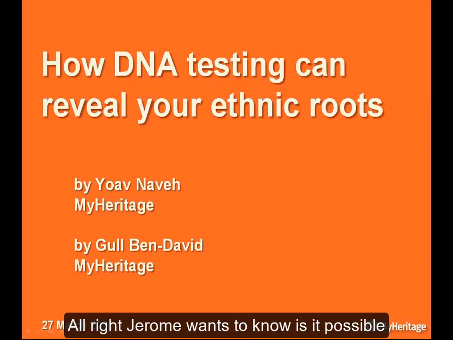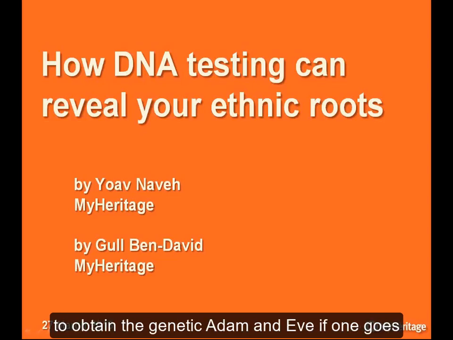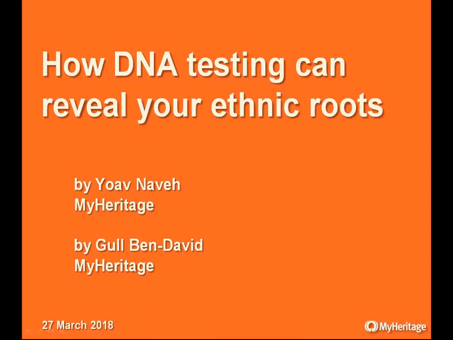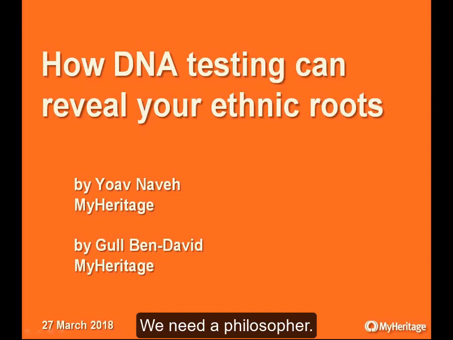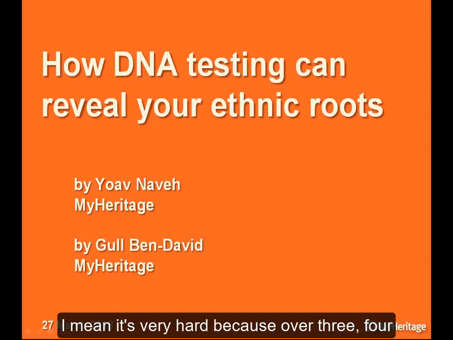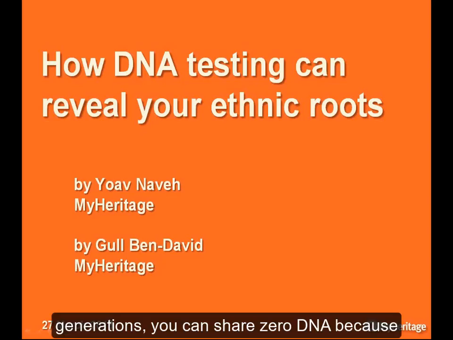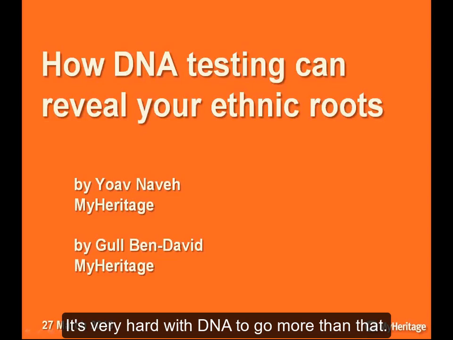All right. Jerome wants to know, is it possible to obtain the genetic Adam and Eve if one goes back far enough? Whew, so that's not even for my payroll. We need a philosopher for that. It's very hard to go that far up, because over 3 or 4 generations you can share zero DNA because of recombination. It's very hard with DNA to go more than that.